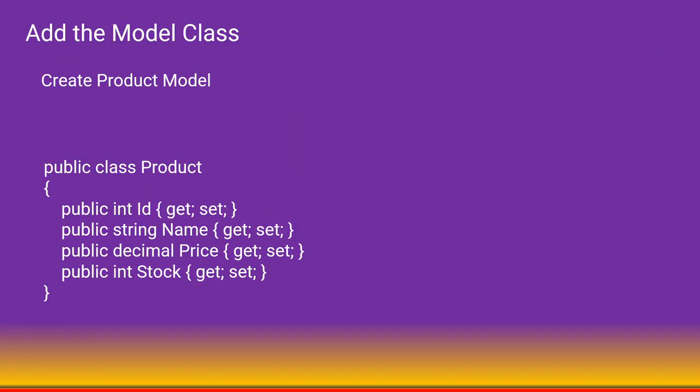Let us start by creating our model class. In the Models folder, add a new class called Product. This class represents the data structure we will perform CRUD operations on. It contains properties like ID, Name, Price, and Stock.